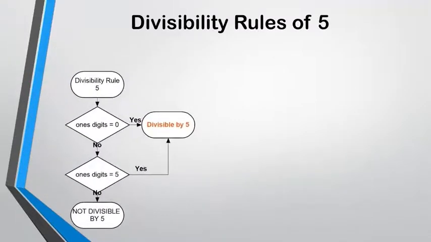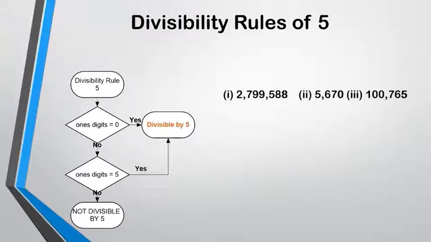Now we will learn the divisibility rule of 5. The divisibility rule of 5 is that if the ones digit is 0, it is divisible by 5. If the ones digit is 5, then it is also divisible by 5. If the ones digit is neither 0 nor 5, then that number is not divisible by 5. Now we will check the divisibility rule of 5 on these 3 numbers.